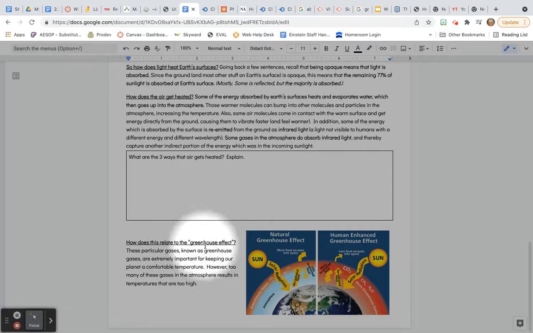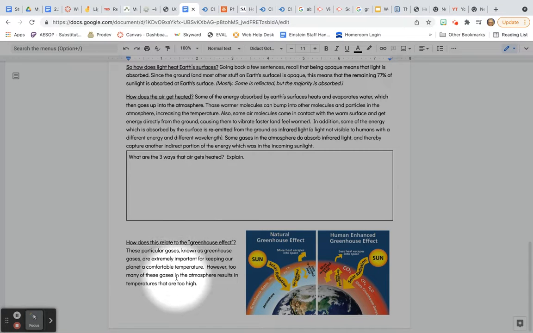How does this relate to the greenhouse effect, otherwise known as climate change? These particular gases, those carbon dioxide and water vapor, are known as greenhouse gases, and they are extremely important for keeping our planet a comfortable temperature. If we didn't have those gases, most of the infrared would just go straight out into space and our planet wouldn't stay very warm during the day. You can see that right here in this image.